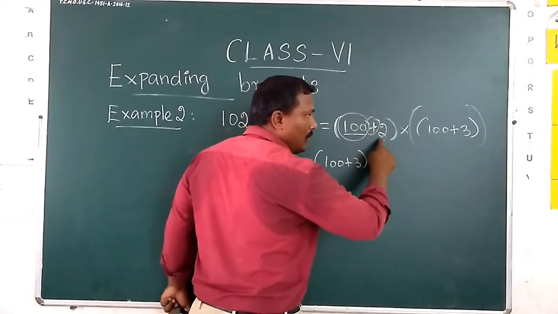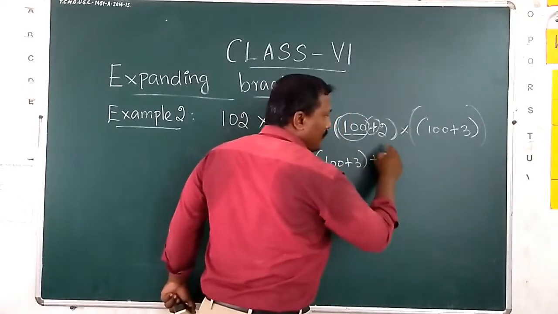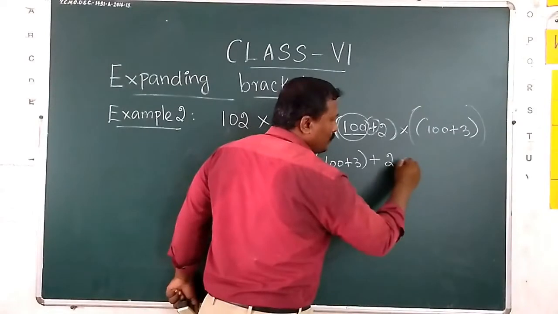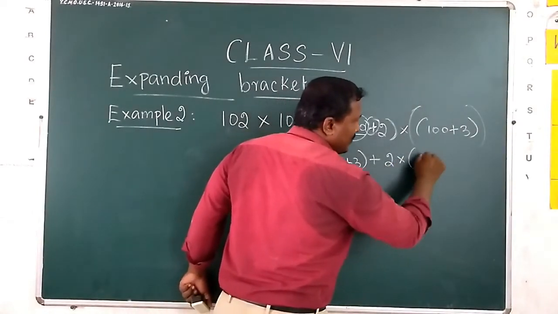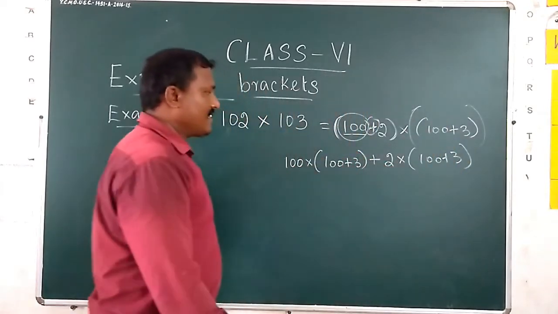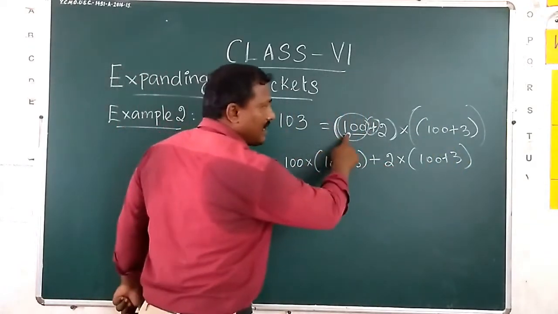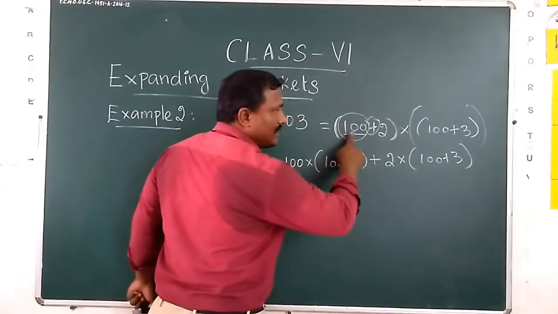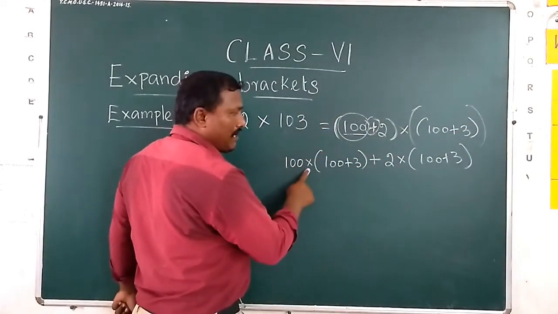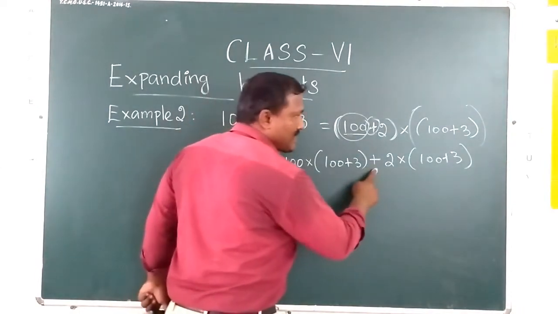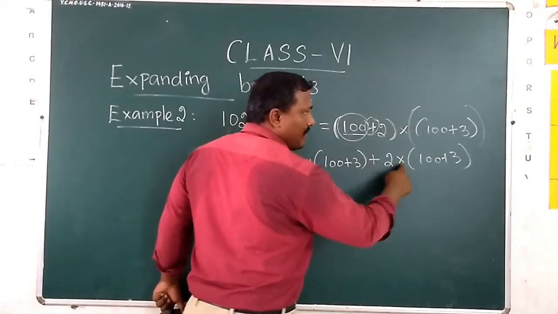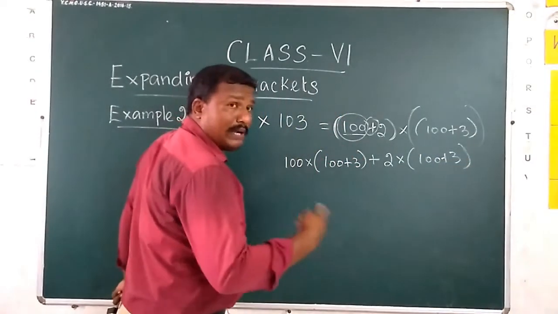Now take 2 and this whole. In between, the multiplication symbol, so 2 multiplied by 100 plus 3. That's it. So here 100 multiplied by 100 plus 3, plus 2 multiplied by 100 plus 3. Okay, now I am going to simplify it.